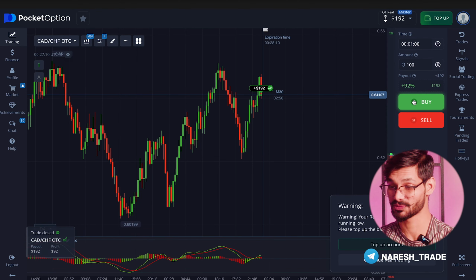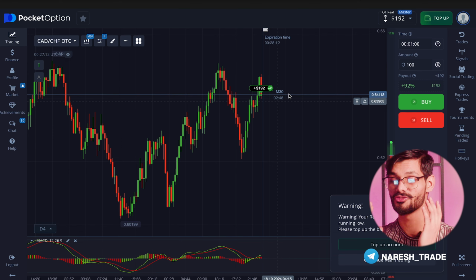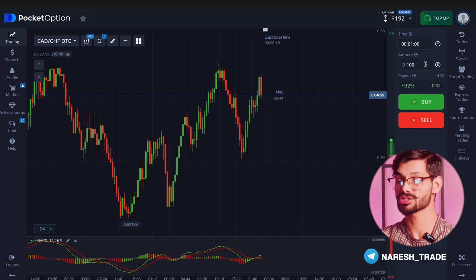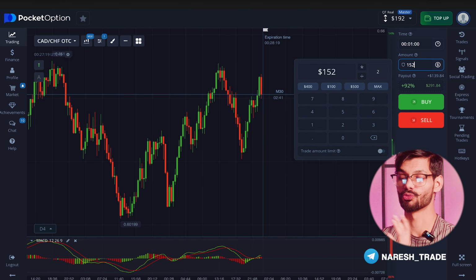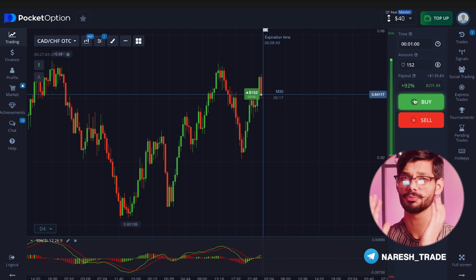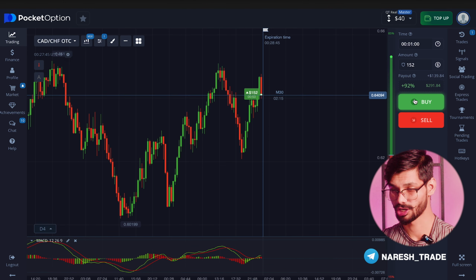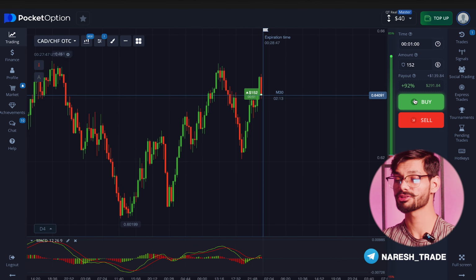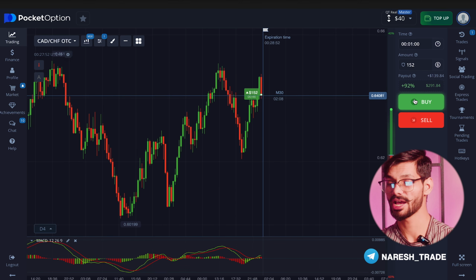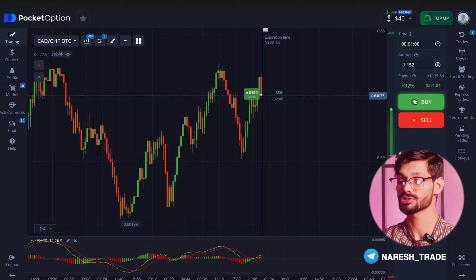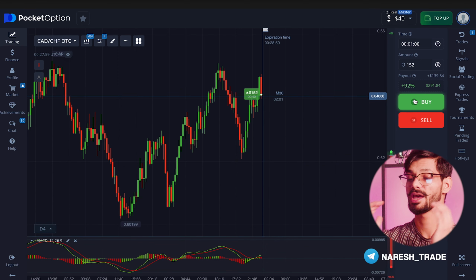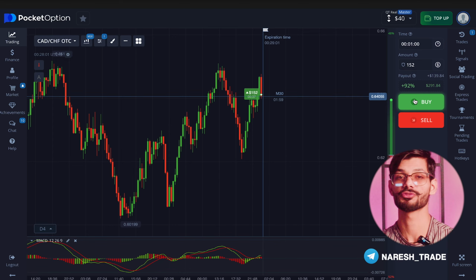Congratulations on the successful deal. We were able to increase our balance to $192. This strategy really works. So let's move on. The second deal will be worth $192 and I open the trade for an increase based on the indicator signals. We see that the MACD line has crossed and the histogram shows a positive value, which indicates the continuation of the uptrend.